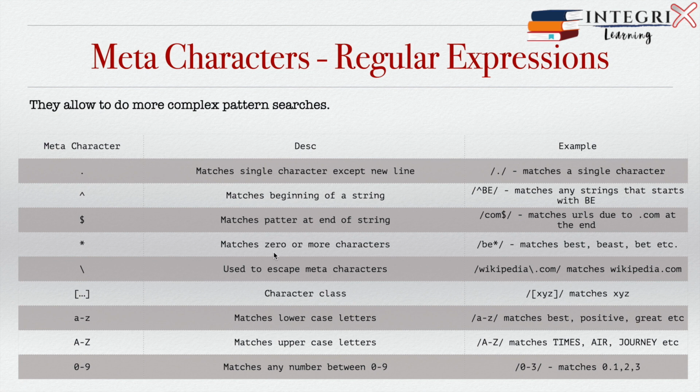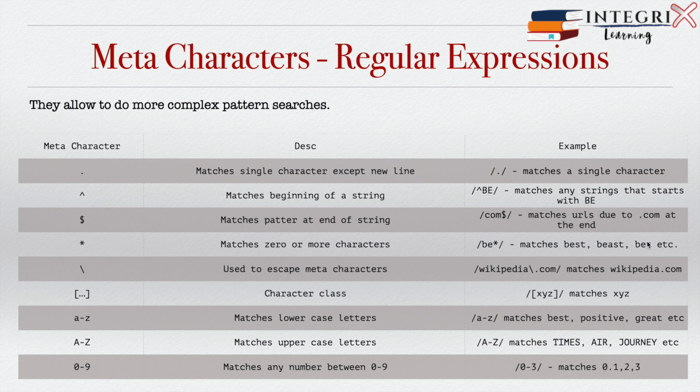Asterisk is used to match 0 or more characters. Backslash is used to escape meta characters. Suppose you want to find a dot or a dollar in your expression, then you will rely on escaping it with a backslash. In your pattern, a character class is defined by enclosing characters in square brackets. So if I say [XYZ], then I'm trying to match the characters X, Y, and Z. The example for asterisk could be, if I say in a pattern be*, it will match best, beast, bet, etc.